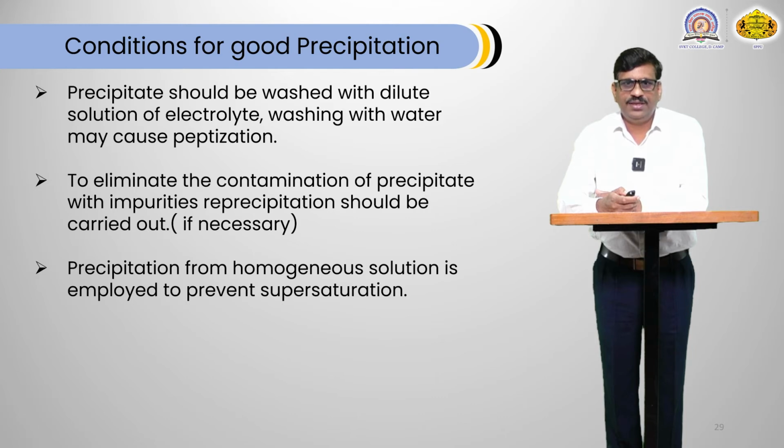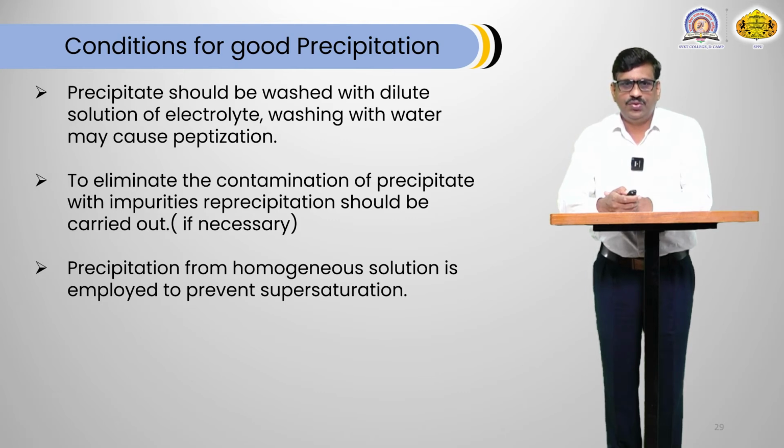Next, to eliminate the contamination of precipitate with impurities, reprecipitation should be carried out. If we consider that our precipitate is contaminated, then we have to dissolve that precipitate in suitable solvent, and reprecipitation can be carried out. By using this reprecipitation technique, we can minimize the contamination of that precipitate.